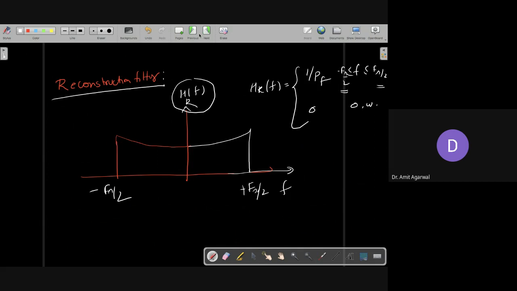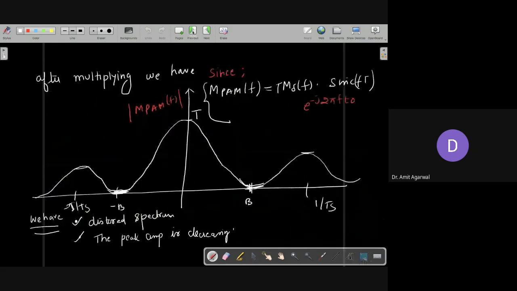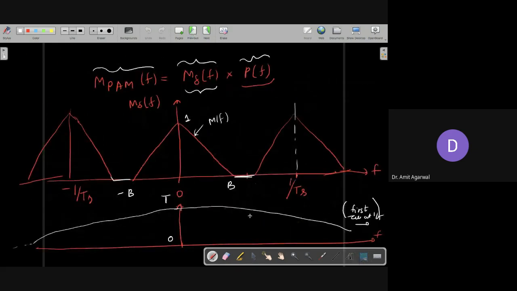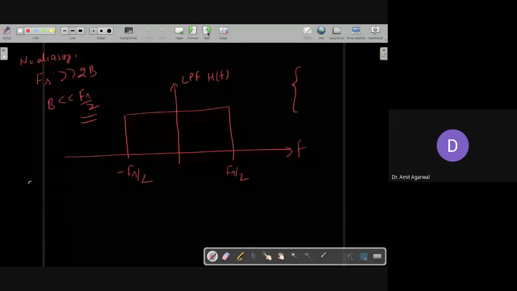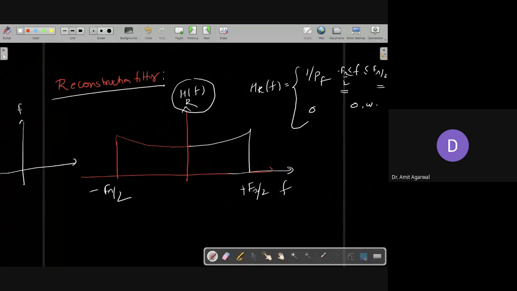And since this was your pulse, this was your PF. Pictorially, let us see it. Since this was your PF, this was your sinc. So if you invert it, it will be something like this.